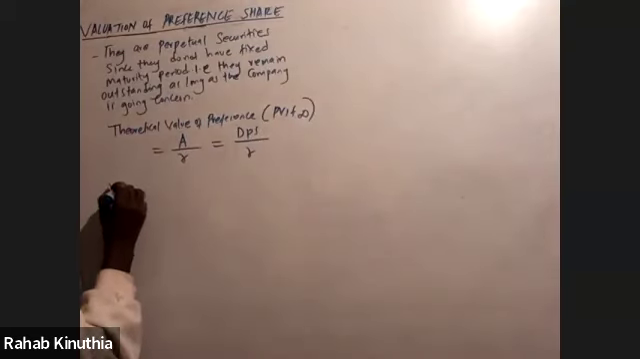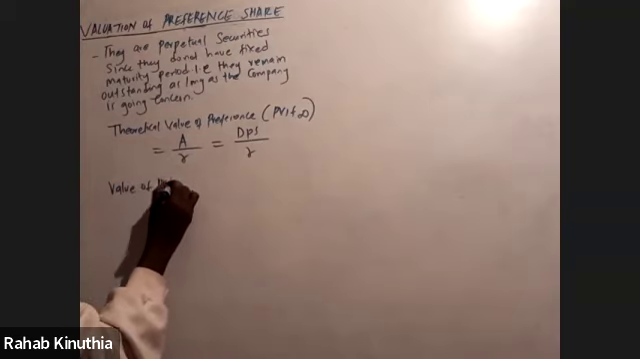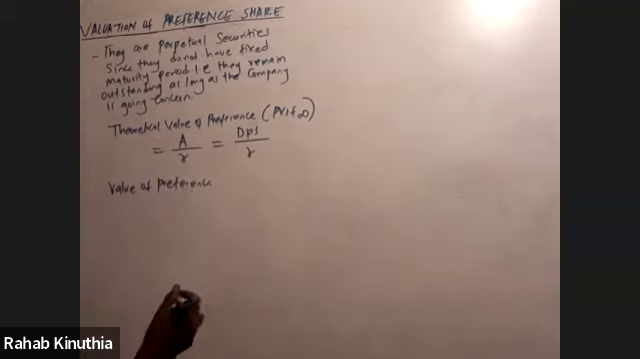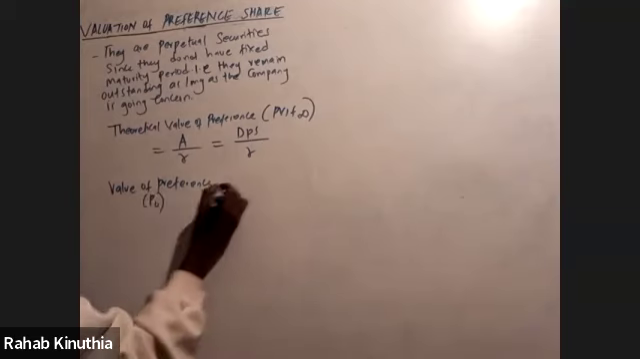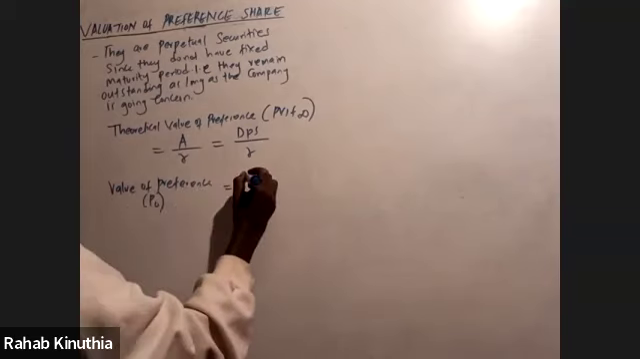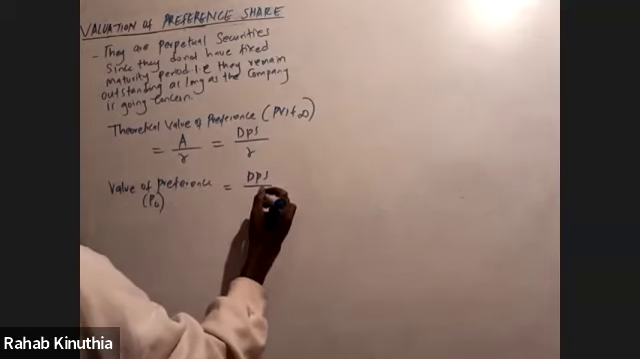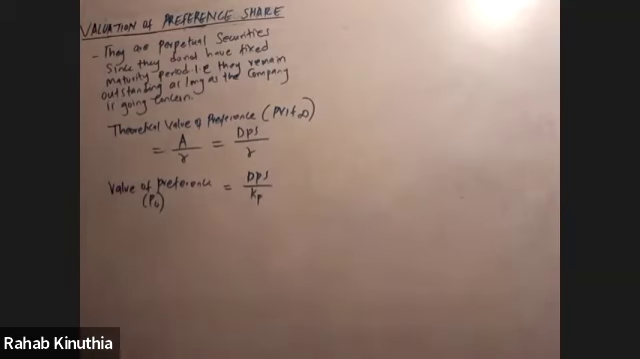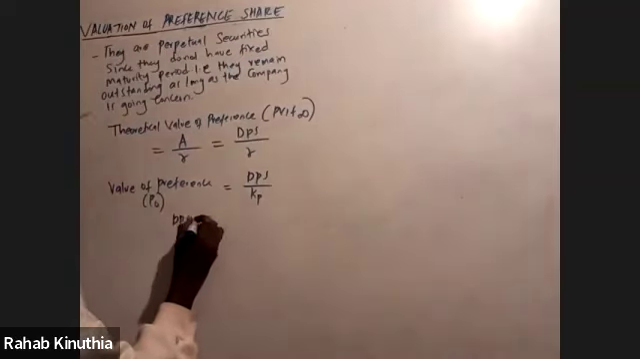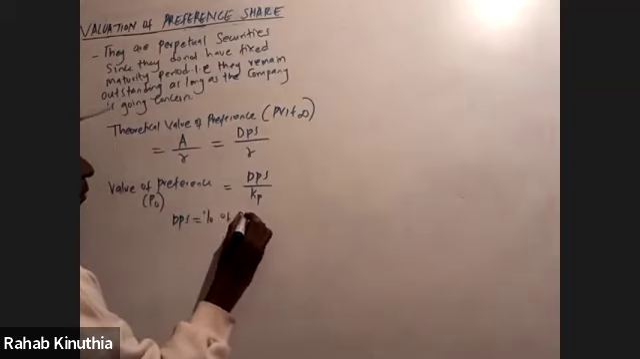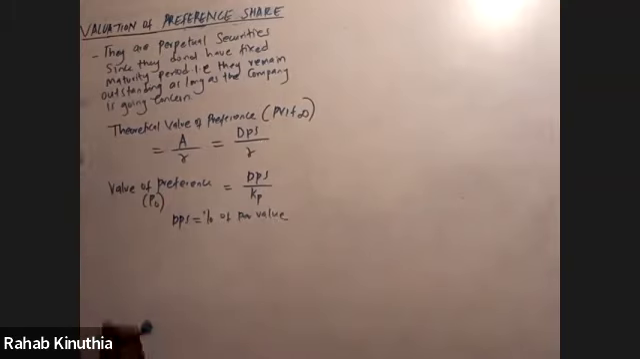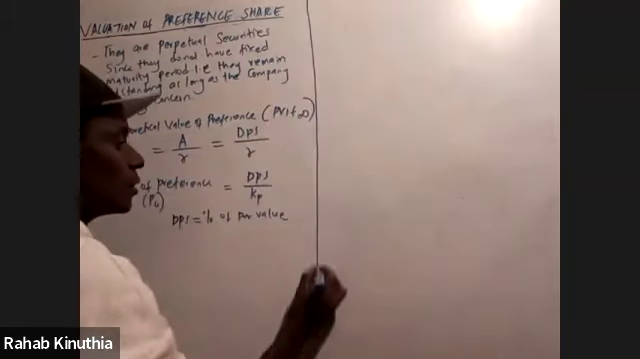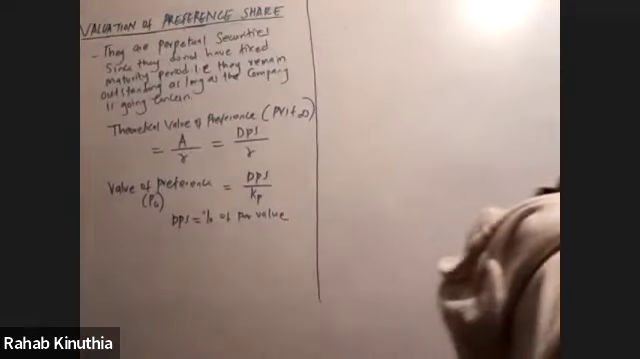Now, the value of preference shares, which is P0, will be given as DPS over KP. But remember, DPS is the percentage of par value. Remember that DPS is the percentage of par value.